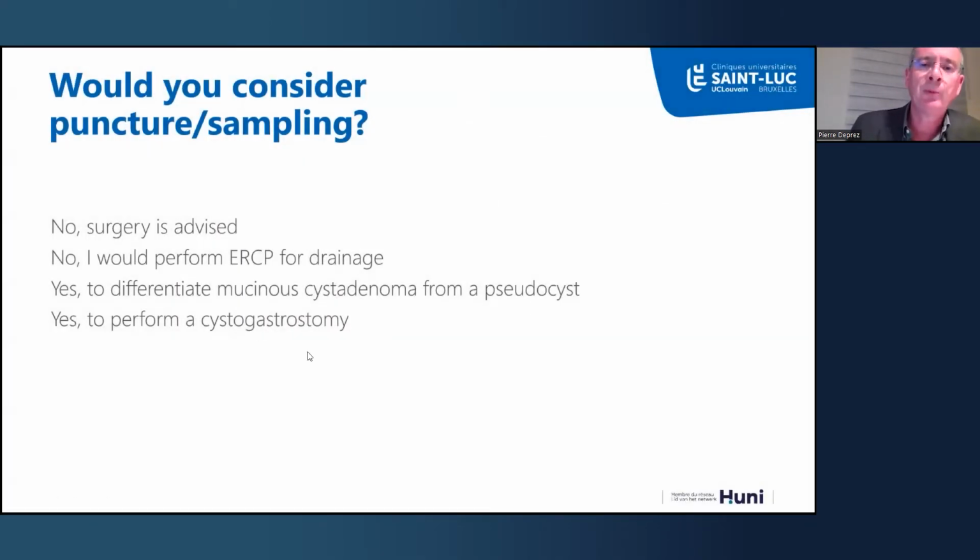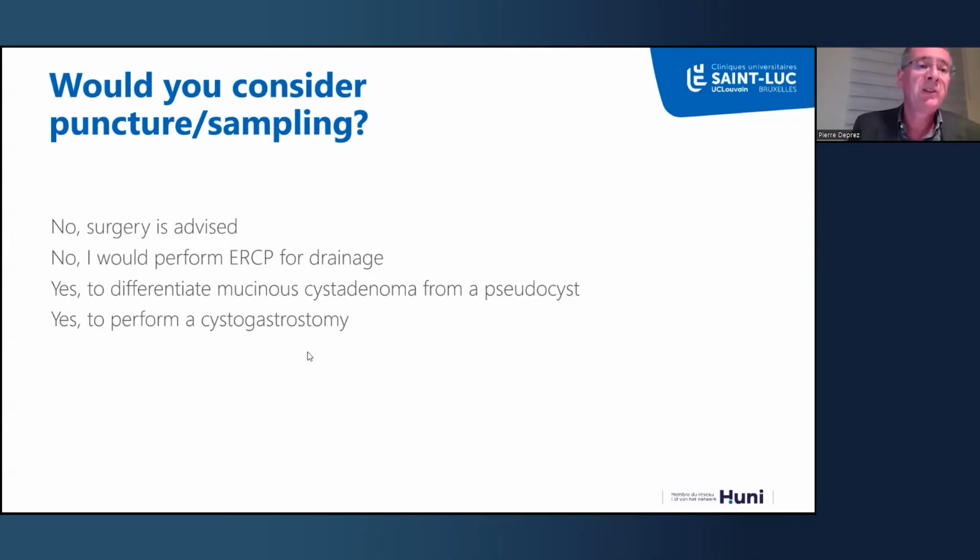I usually don't use a microforceps at the first attempt for diagnosis because you know the increased risk of bleeding and pancreatitis. So I would like to ask you if you would have considered puncture and sampling in this case. And the 4 answers I suggest to you is: no, surgery is advised. I would say pancreatectomy, partial pancreatectomy and splenectomy maybe, or laparoscopic pancreatectomy.